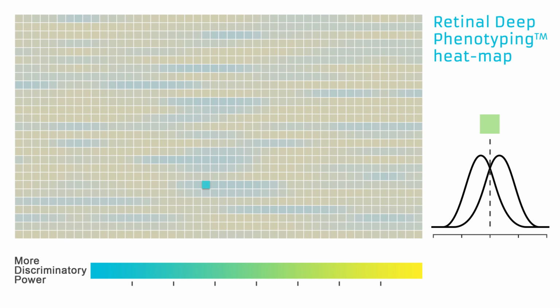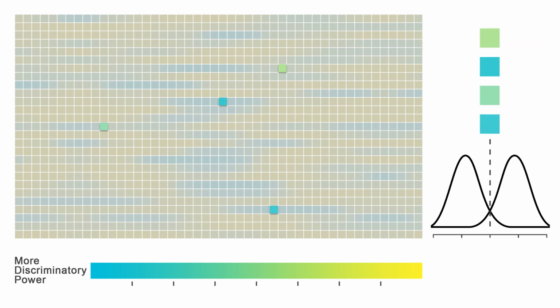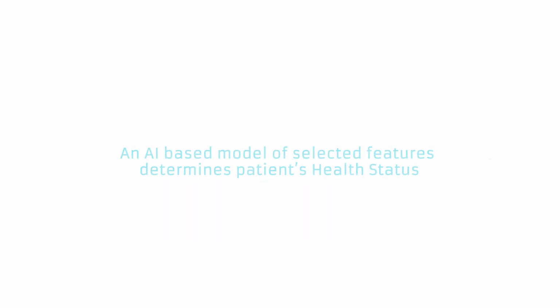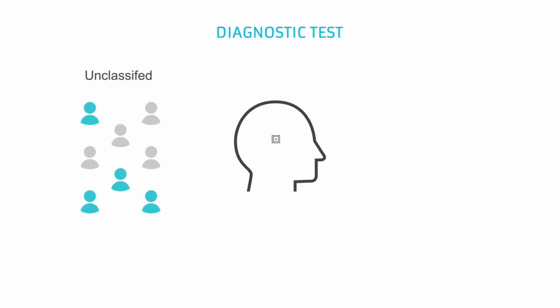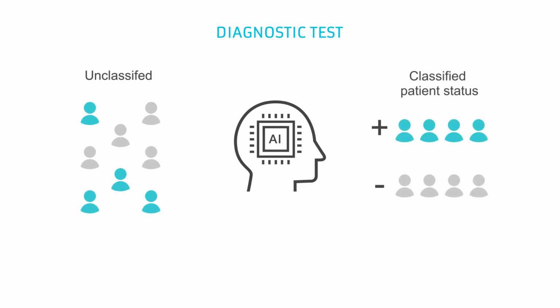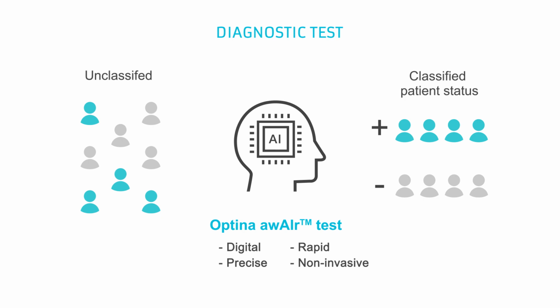The discriminatory power increases from yellow to blue color and can be further increased through the combination of multiple features. An artificial intelligence test is built from a selection of the discriminatory features and can then be used to detect the presence or absence of the reference biomarker from the hyperspectral retinal images alone. The Optina Aware test is a precise, rapid, non-invasive digital test.